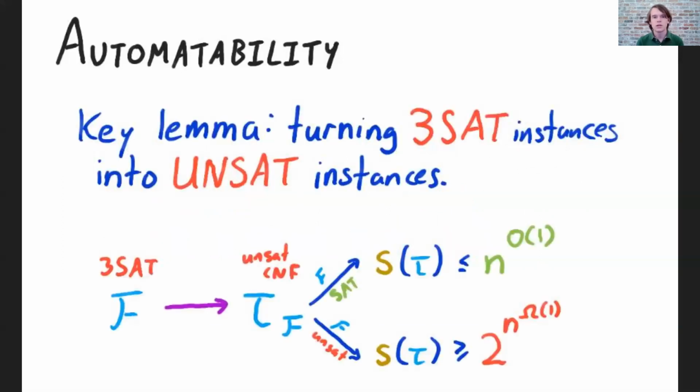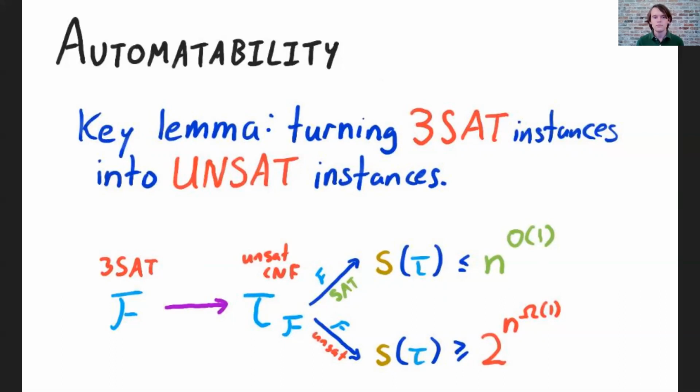Okay, we're not going to go into their reduction too much. The key piece that we need is their lemma, where they show how to turn 3 SAT instances into unsatisfiable CNFs such that the size of the smallest cutting planes refutation depends on whether the 3 SAT instance was actually satisfiable or not. So this is the usual notion of a reduction, even though it's a little bit counterintuitive because you're turning something that could be satisfiable into something that's definitely unsatisfiable.